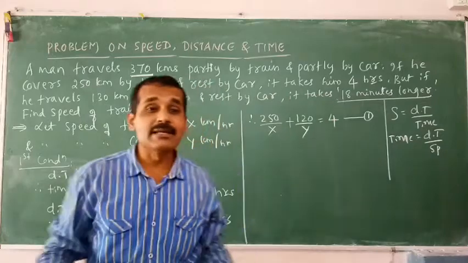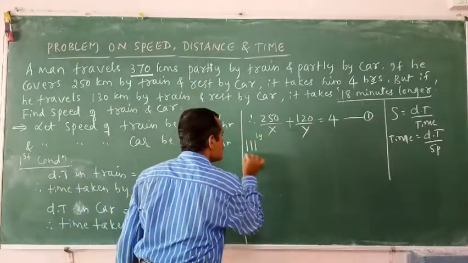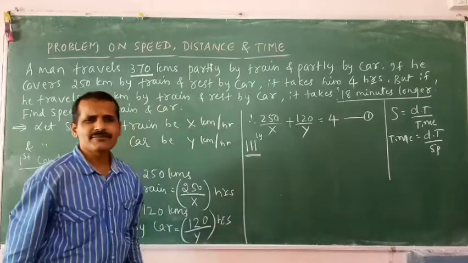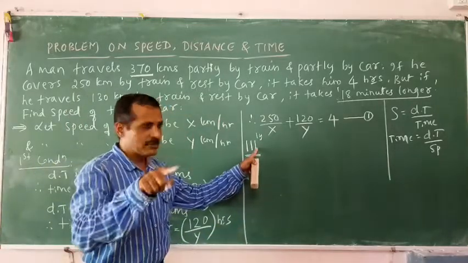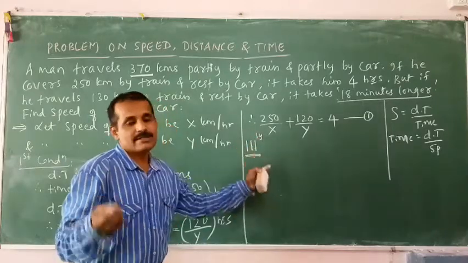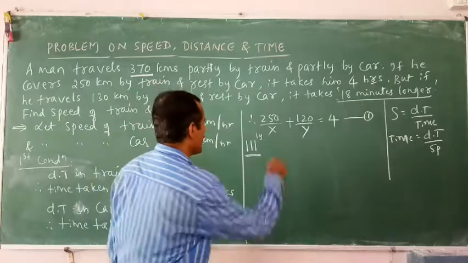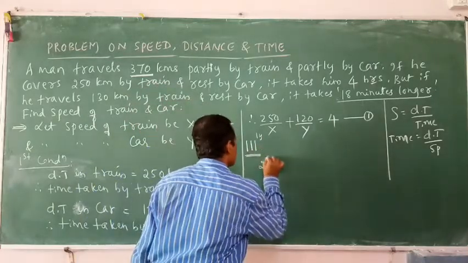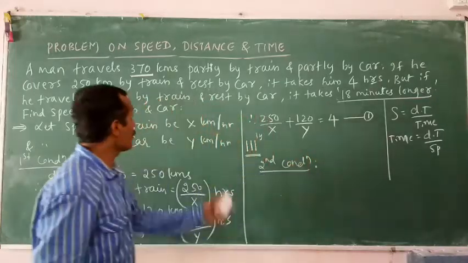Now I can write similarly. I can use this symbol for similarly: three dots, or we can say three points, and it is used for similarly. Now can you tell me the second equation directly? I can write similarly. Second condition I will write directly. Come on.